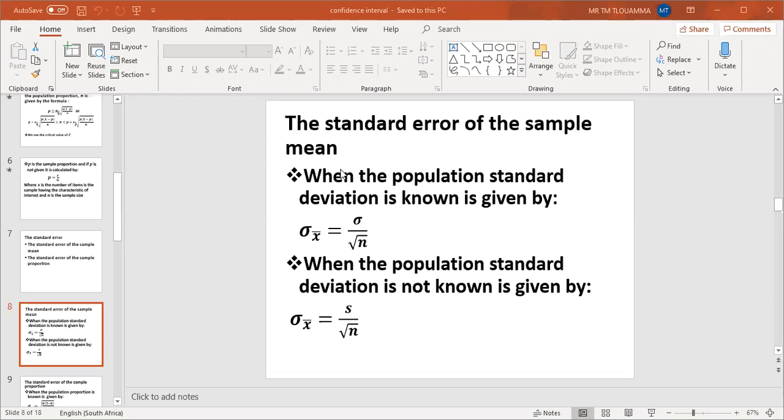So the difference is that here we're going to denote it by sigma, because sigma will be known, which is the population standard deviation. Here it will not be known, it will be unknown. So we're going to use the S, which stands for the sample standard deviation. Okay.